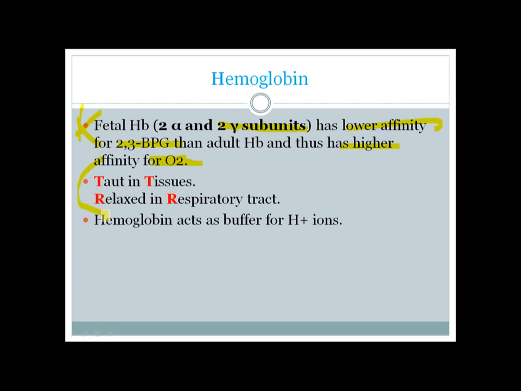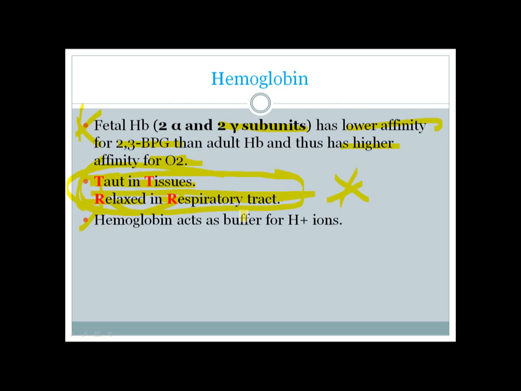And you can remember from our previous slide that the hemoglobin is in taut form in tissues and relaxed form in the respiratory tract. So those important concepts should be memorized and remembered, and are very important in answering questions.